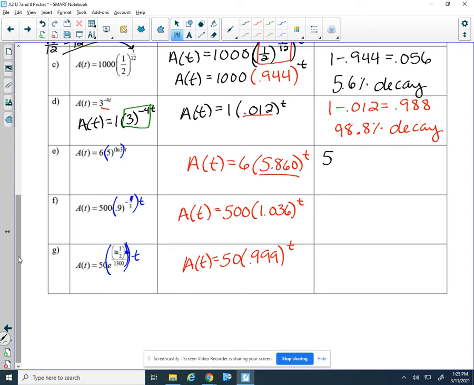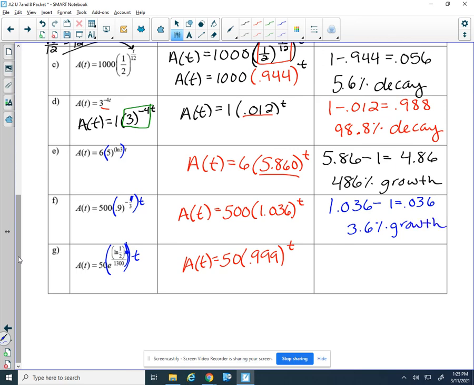Just so to see what percent we're growing by, we still need to subtract 1. So that's not 4.86% growth, that's 486% growth once I move that decimal over. On my next one, we have 1.036 minus 1, so it's 0.036, so 3.6% growth. And then my last one, 1 minus 0.999 is 0.001, so that is 0.1% growth. Just be careful when the decimals are kind of different, like this one is really small, that you still move the decimal over 2 and you kind of keep those same rules.